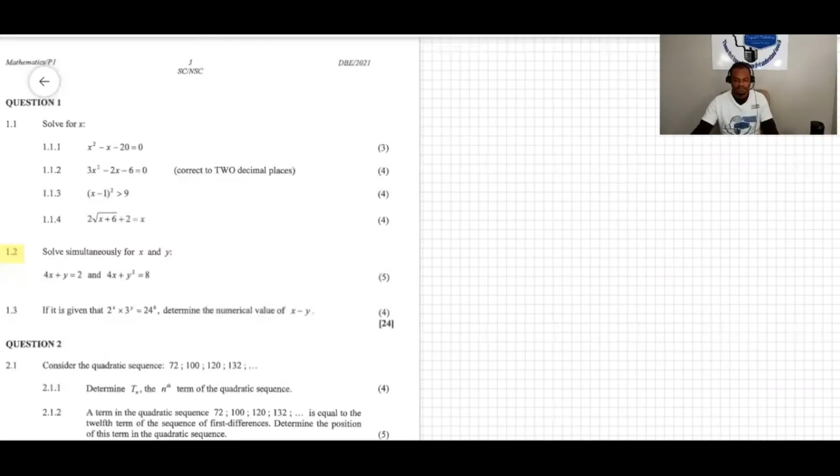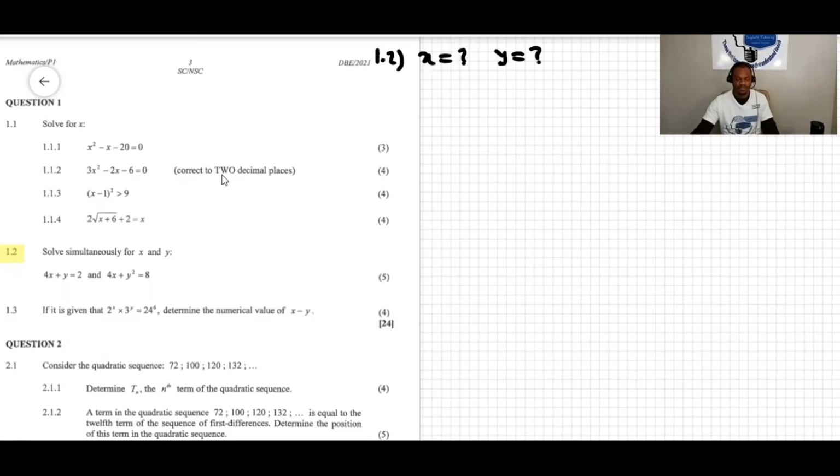Well, in the previous videos, we did question 1.1, all the sub-questions of 1.1. Now we're going to do question 1.2. That says solve for x. We're solving for x and y simultaneously.